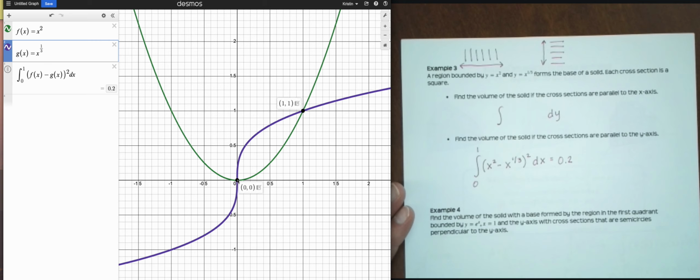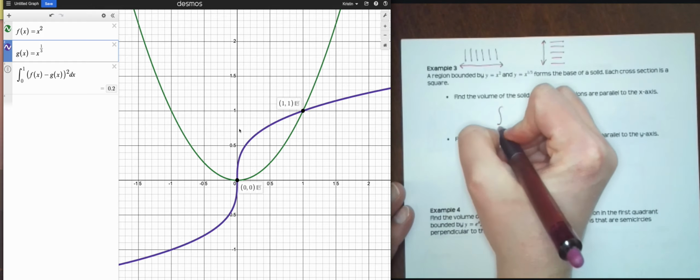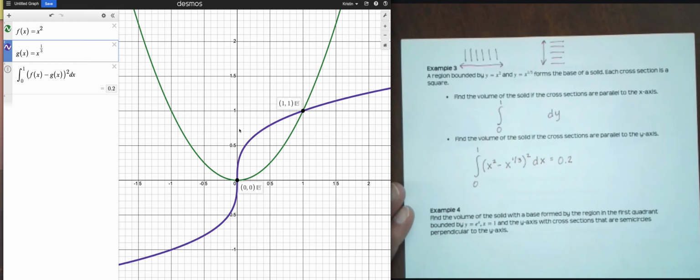So on the y-axis, I'm still going from 0 to 1. I sort of wish I'd given you one that had different endpoints. But this is still 0 to 1, but that's not always going to be the case. Okay. The big thing here is that this distance is no longer f of x minus g of x.